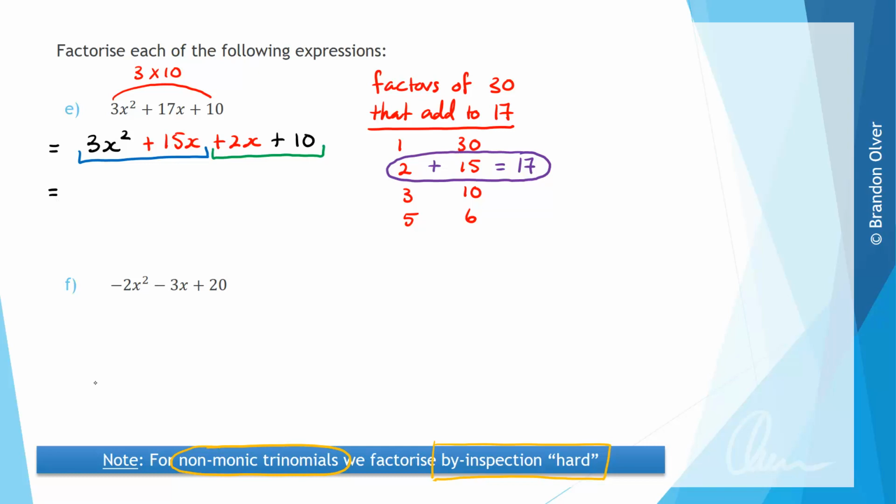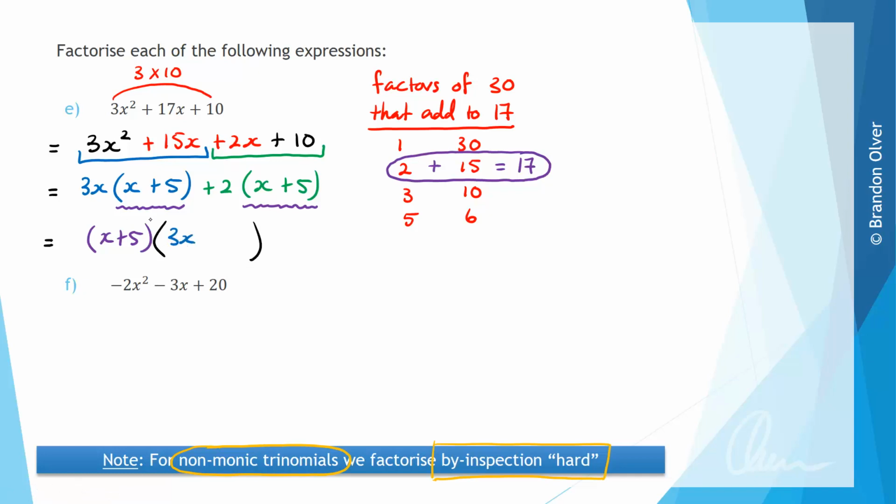So the next line in this working will be that there's a highest common factor of 3x for the first two terms, leaving behind x plus 5. And in the green, the highest common factor is 2, leaving behind x plus 5. And now we can see that x plus 5 is a highest common factor of those two terms. So when we finish factorizing this, we remove x plus 5 as a highest common factor, which leaves behind the 3x that was multiplying the x plus 5 in blue, and the positive 2 which was multiplying the x plus 5 in green. So that is the factorized form for example E.